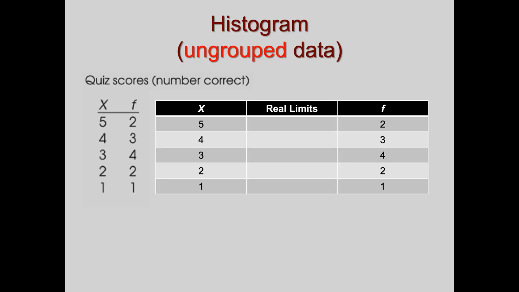Okay. Let's talk real limits now for a bunch of ungrouped data. What's the level of specificity here? It's ones. So when we do our real limits, we want to go above and below by 0.5 or tenths. Ones goes to tenths. So the real limits for anything that we would count as a 1 is anything between 0.5 and 1.5. Counted as a 2, anything between 1.5 and 2.5. Counted as a 3, 2.5 to 3.5. In other words, these real limits are any numbers that would round off to a 3, round off to a 4, round off to a 5.